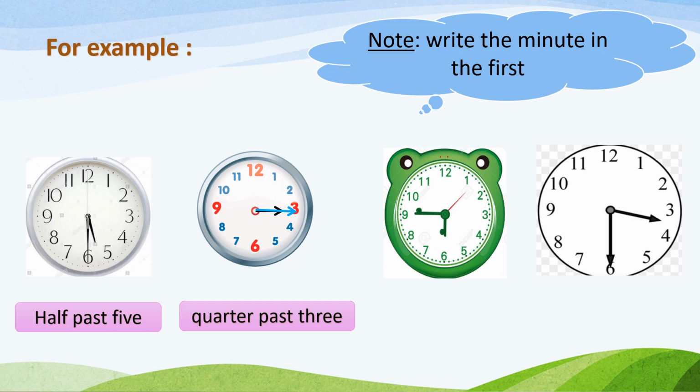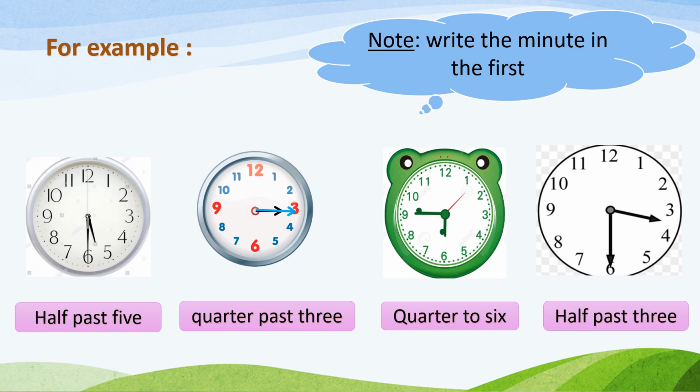Number 3, the short hand on 6 and the long hand on 9. We say that when the long hand on 9, it tells me quarter to. Then the time is quarter to 6. The last one, the short hand between 3 and 4, but it doesn't reach 4. So I will choose 3. The long hand on 6. Then the time is half past 3.